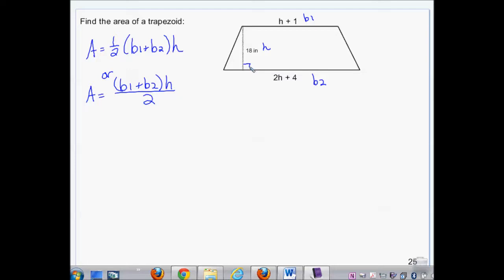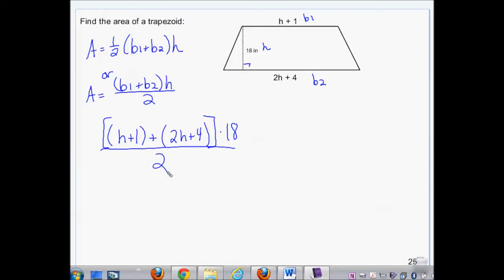So to find the area of this trapezoid, I have to add the two bases and then multiply them by the height. So base 1 is h plus 1. Base 2 is 2h plus 4. I'm going to multiply those by 18. And then I'm going to divide them by 2. Yikes.